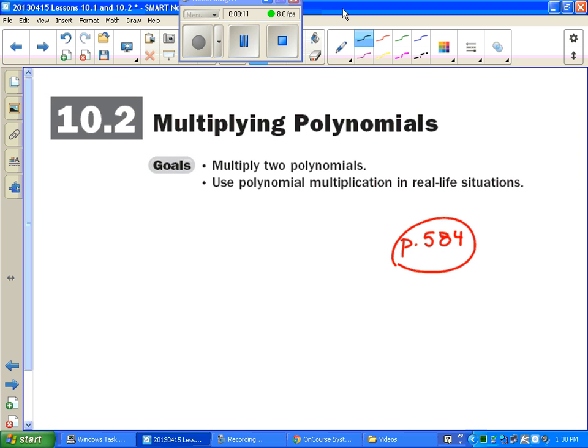Okay, we're looking at section 10.2, multiplying polynomials, on page 584. We have a couple of goals. We're going to multiply two polynomials, and we're going to use polynomial multiplication in real life situations when we get to looking at some area problems.